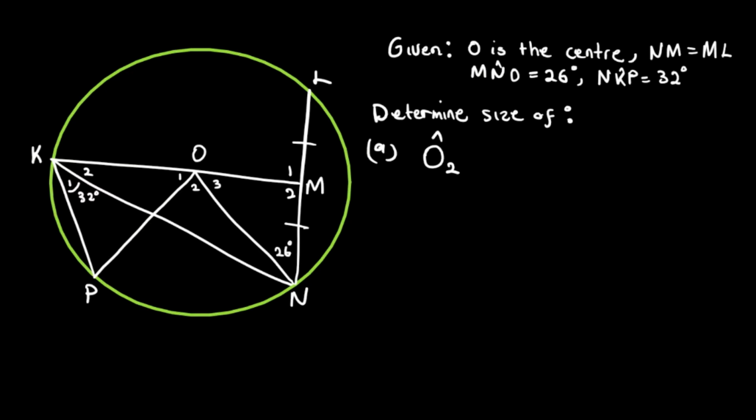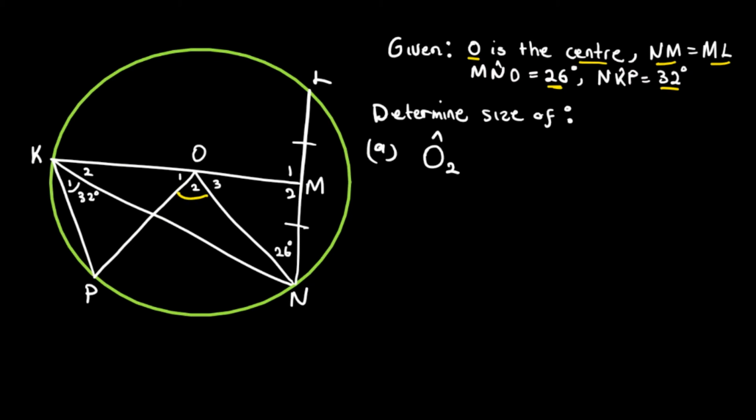In this problem, we are given O as the center, and we are also told that NM is equal to ML. So this side here is equal to this side here. We are also given the angles. Angle MNO is equal to 26 degrees, which is this angle here. And we are given that angle NKP is equal to 32 degrees, which is this angle here. Now we are asked to determine the size of angle O2, which is this angle here.